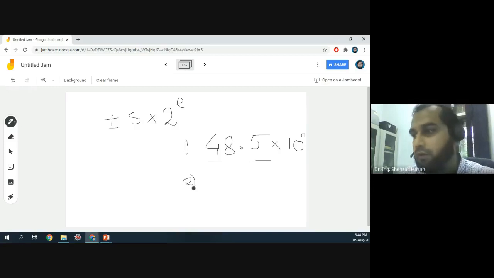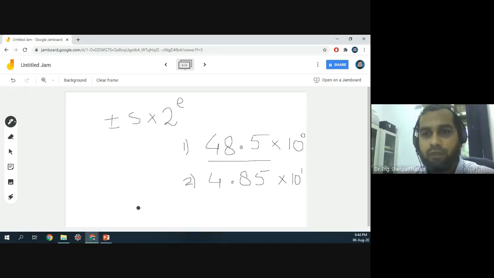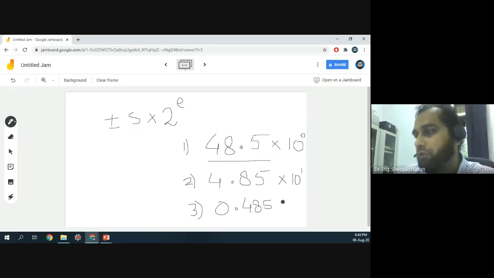The second representation could be 4.85 into 10 raised to power 1. The third representation could be 0.485 into 10 raised to power 2. Now, which of them is correct? Is anyone? Which of them is correct? 1, 2, or 3?